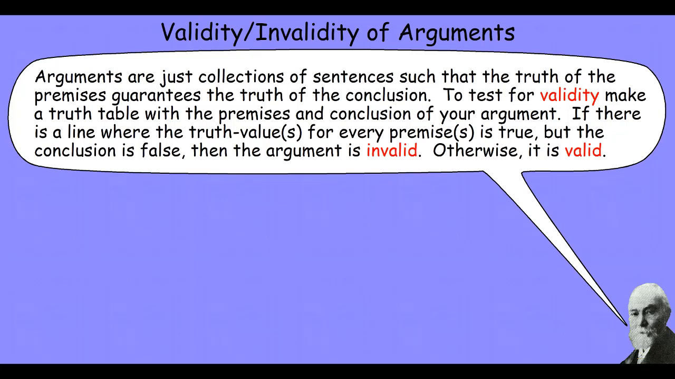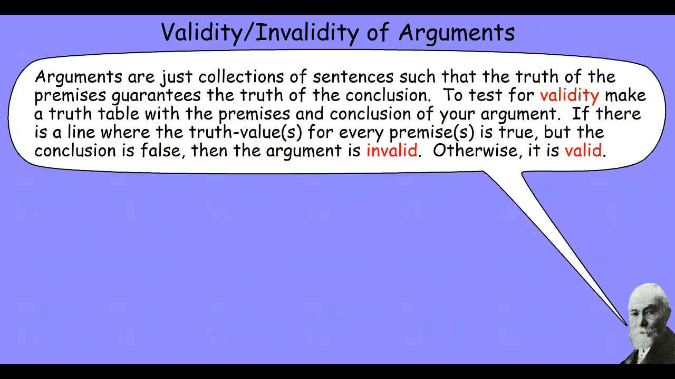We'll look at the rows where the conclusion is false and see if there are any rows where the conclusion is false and the premises are true, because that means there's a way for the premises to be true without guaranteeing the conclusion is true. So we violate that definition of validity. So we're looking to see whether or not the argument violates that definition of validity.